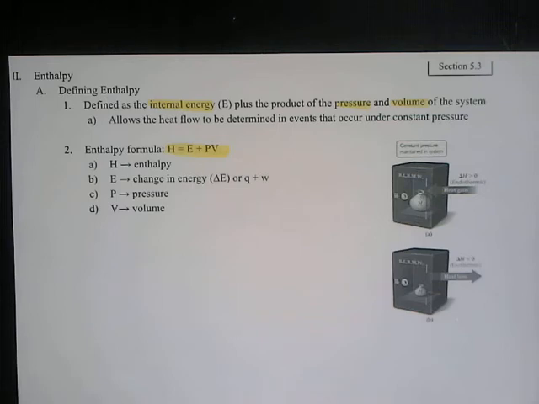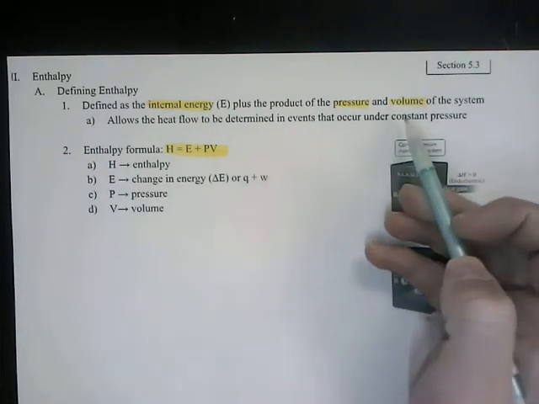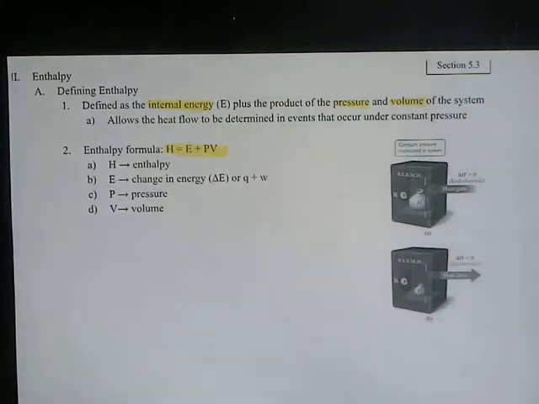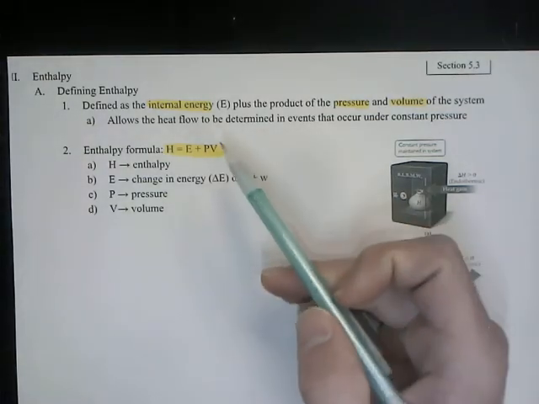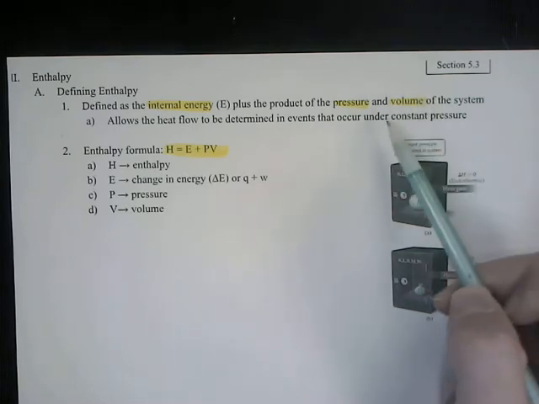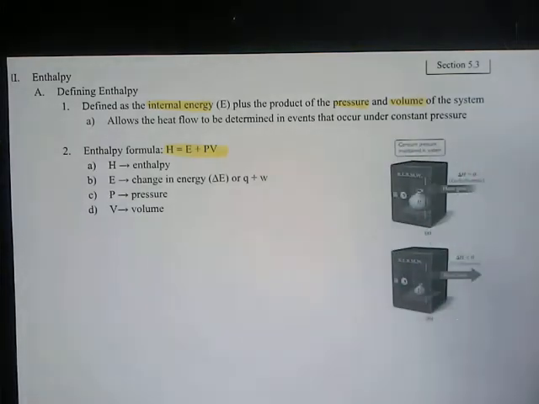So we get underway here with enthalpy. And enthalpy is defined as the internal energy plus the product of the pressure and volume of the system. And so what it's going to do here is it's going to tie together this internal energy, which we talked about last section, and something we commonly see here, the pressure and volume of the system, which can be helpful in determining if something is gaining heat or losing heat.